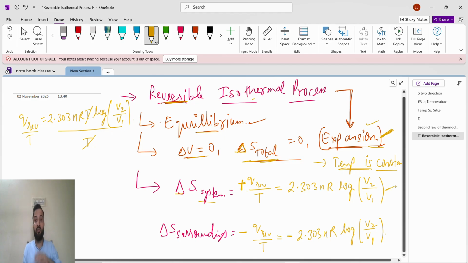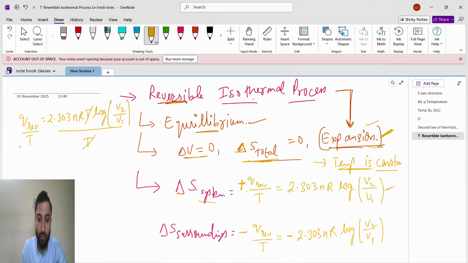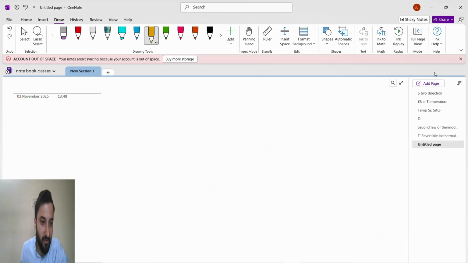In the examination, so many times they had given the formula in MCQ. The student has ticked this one, 2.303 nRT log V2 by V1. Bhaiya, it's not nRT. Why? Because the formula is Q reversible by T. T will get cancelled. You will get 2.303 nR log V2 by V1. If this is plus, so bhaiya this is minus. That's it. Khalas. Formula will remain same, just the sign will get changed with plus and minus.